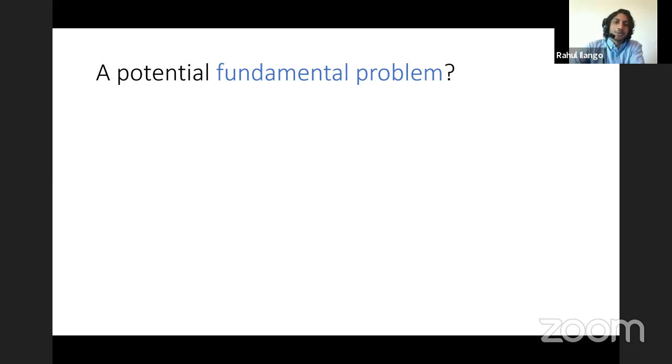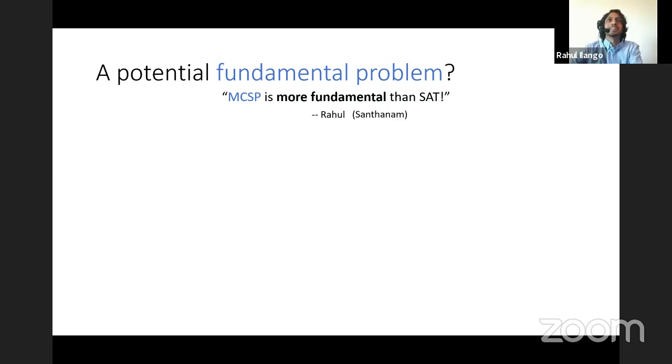And you might wonder if we can even find another one like that, which makes the following quote really bold. MCSP is more fundamental than SAT. And what researcher would dare utter such a blasphemous claim? Well, this isn't me, Rahul. This is actually Rahul Santhanam. And so you're probably wondering why all these Rahuls are so interested in MCSP.